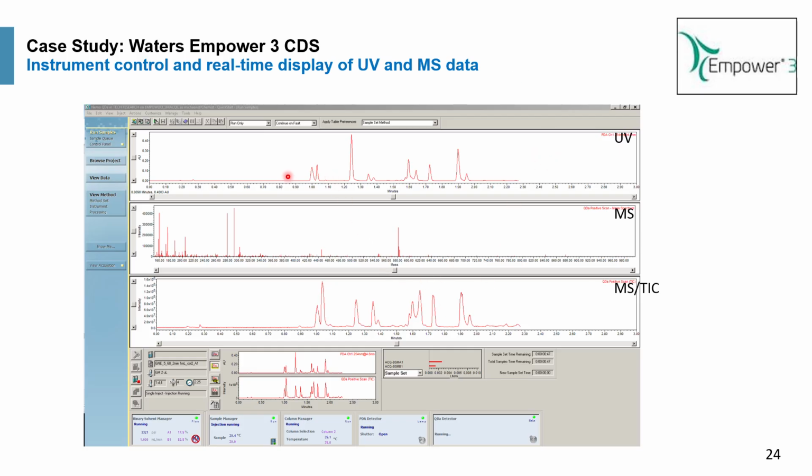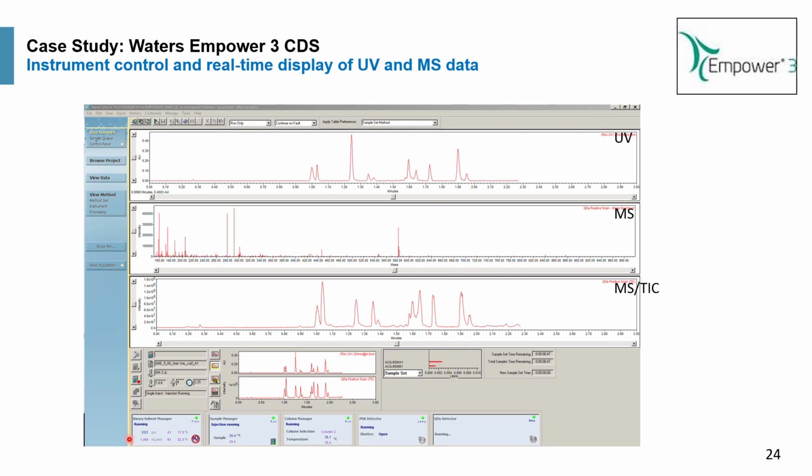Most vendors can support that. So here is the chromatogram in UV at the monitoring wavelength. Here is the real-time mass spectrum on the fly. And this is also the TIC file, the total ion chromatogram, which looks alike, pretty similar to the UV profile.